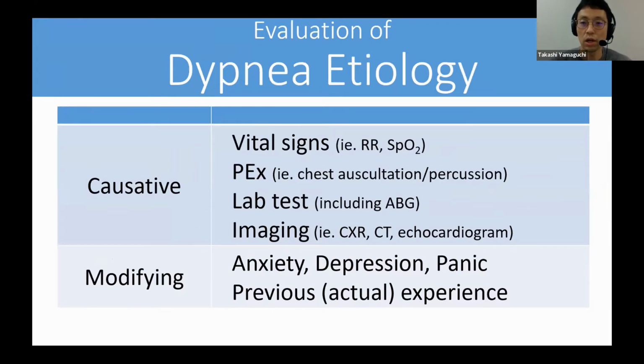So when we evaluate dyspnea etiology, of course, we do the physical examination, including the vital sign check and laboratory test. And if necessary, we order the imaging study. But when we consider laboratory test or imaging study, the patient's condition and the patient's values, whether they are willing to do the imaging study or other studies or not, should be taken into consideration before we order it.